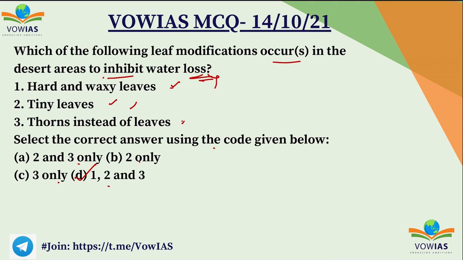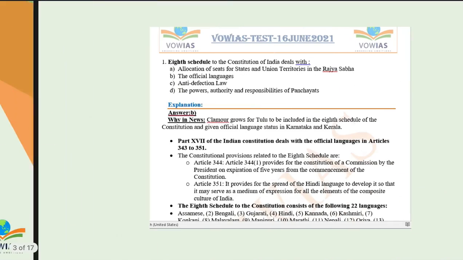Then the third one is the thorns instead of leaves. If you see cactus, then you can observe this. So for the cactus you will have thorns instead of leaves. So because of this, the amount of water which is being evaporated also reduces. Okay, now let's move on, guys.